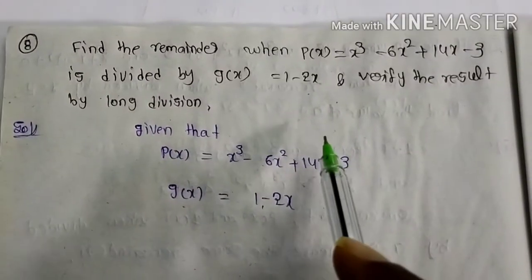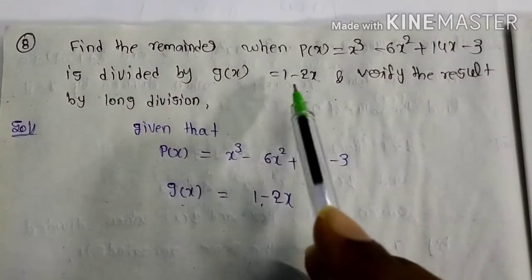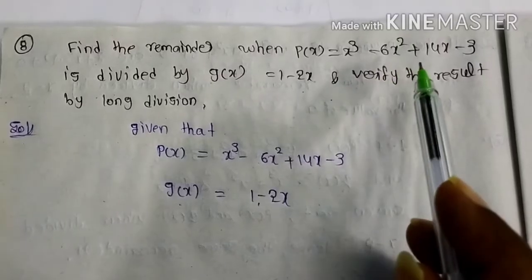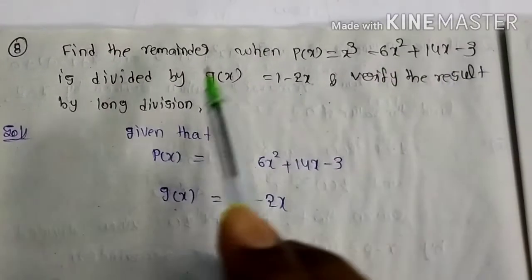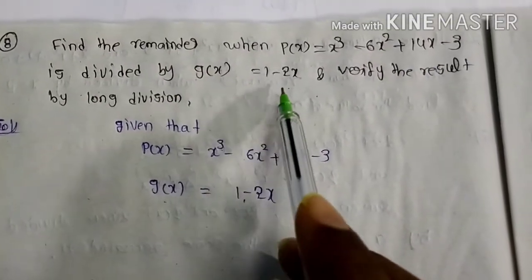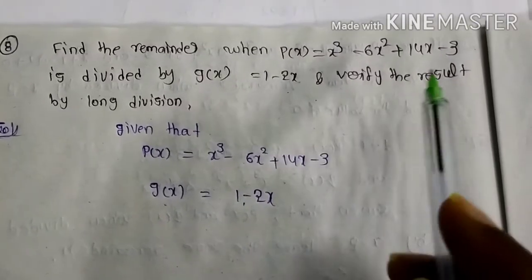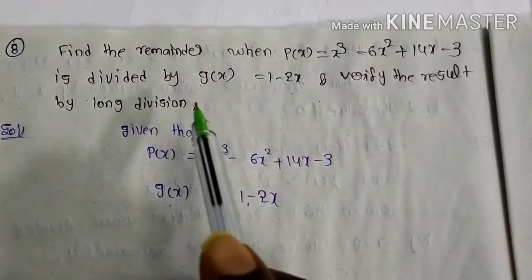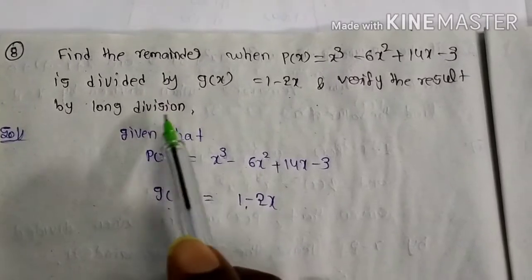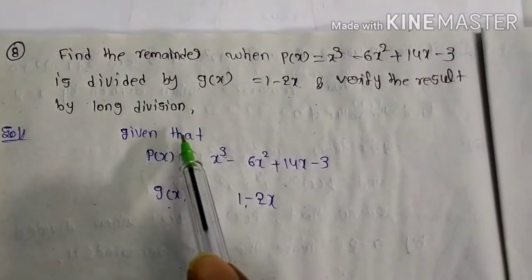Now you can see here exercise 2.3 question number 8. Find the remainder when p of x is equal to x cube minus 6x square plus 14x minus 3 is divided by g of x is equal to 1 minus 2x, and verify the result by long division. You know that long division method already. See what they have mentioned.